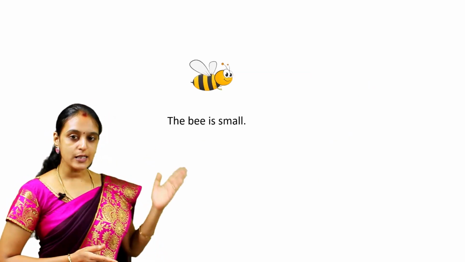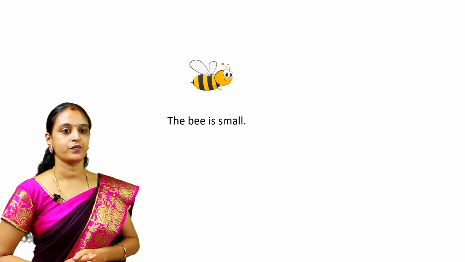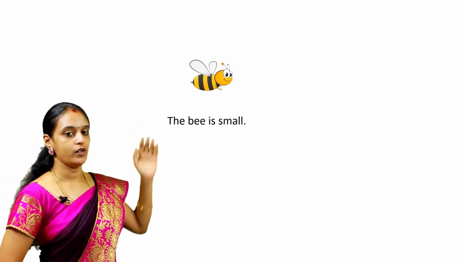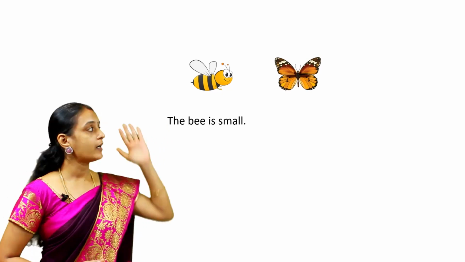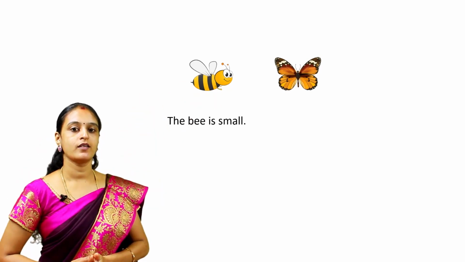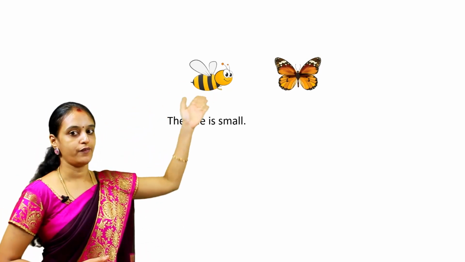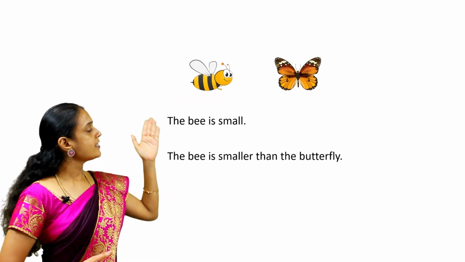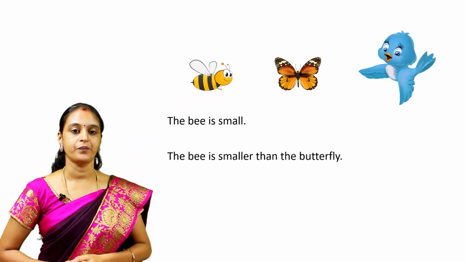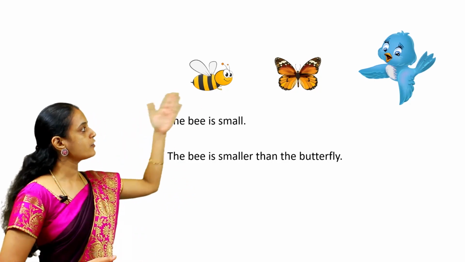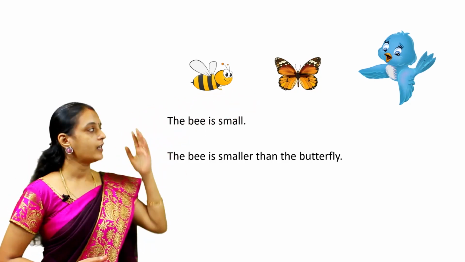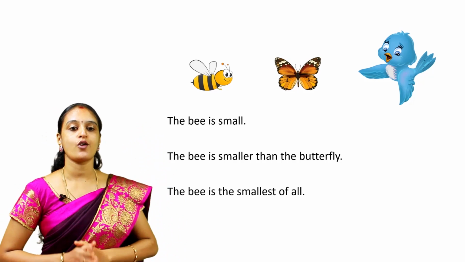Let's see some more examples. Look at this picture and sentence. The bee is small. Now compare these two pictures, the bee and the butterfly. The bee is smaller than the butterfly. Now compare these three pictures. The bee is the smallest of all.